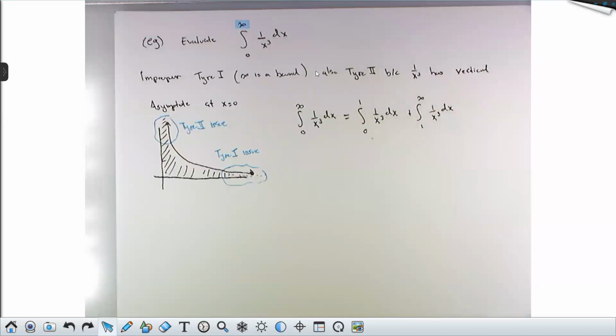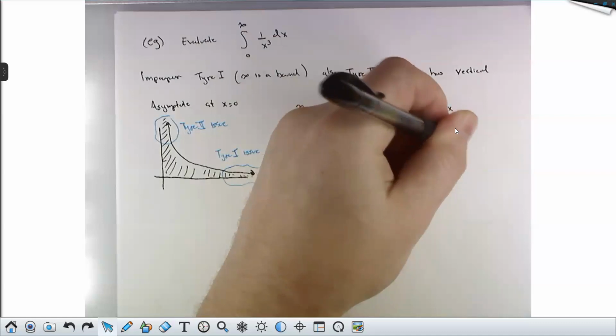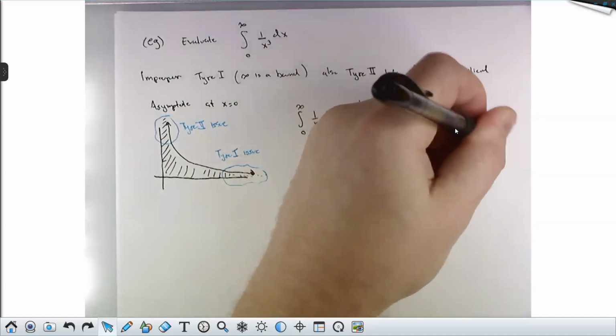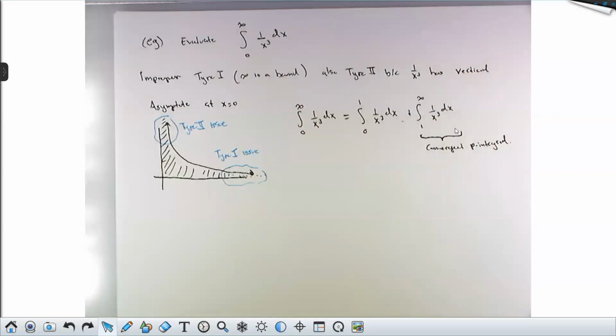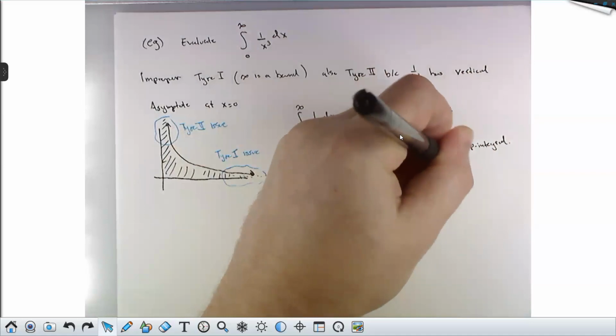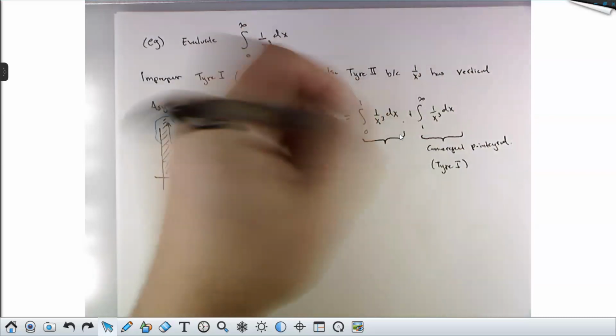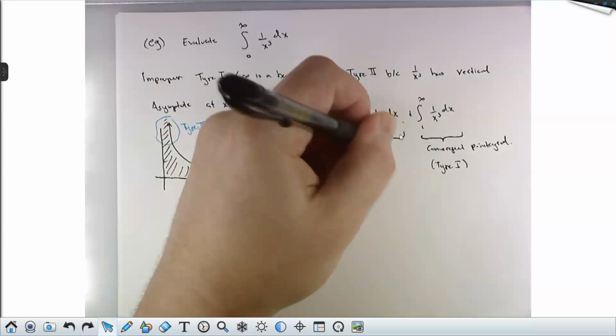And now, while the original is not a p integral, because for a p integral, this lower bound here would have to be a number strictly greater than 0, this thing is a p integral. This is a convergent p integral. I would still need to find the value of that convergent p integral, but I know at least this piece does not diverge. Let's look at this piece for a minute. This first piece, the p integral piece here, is type 1, and this guy is type 2. This is a type 2 improper.